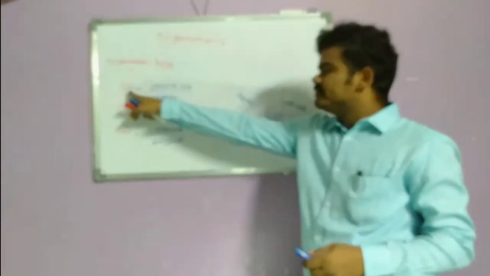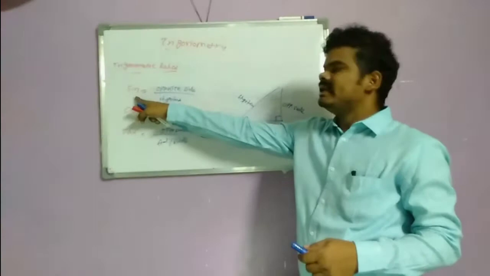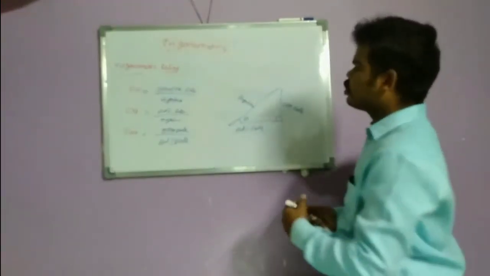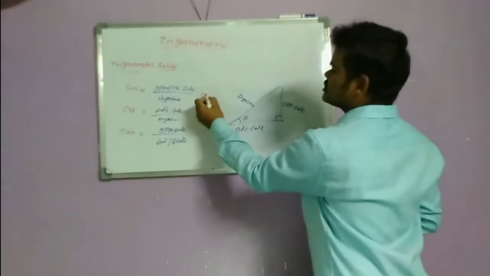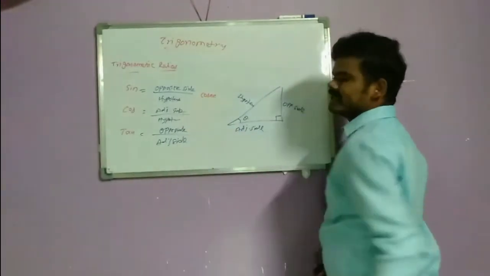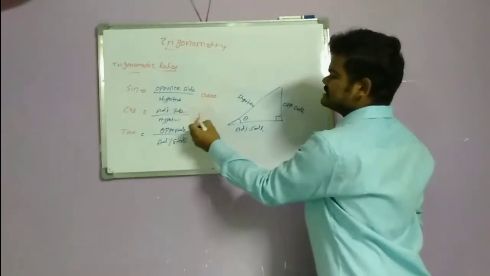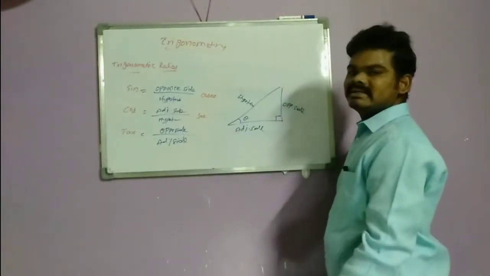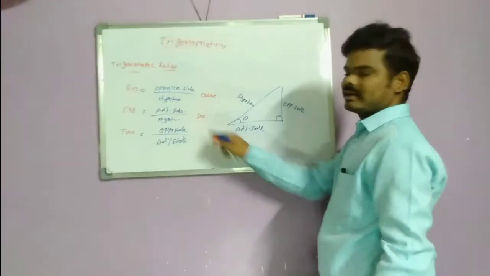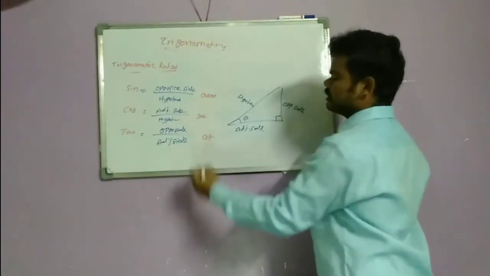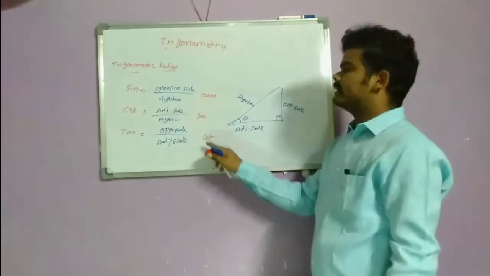Now, with respect to sine, the multiplicative inverse is cosecant. We call it cosec. Whereas cos multiplicative inverse is secant. We can call it sec. And tan multiplicative inverse is cot.